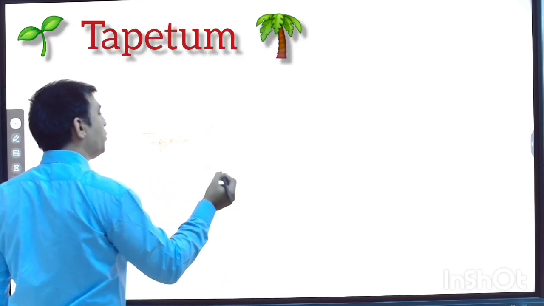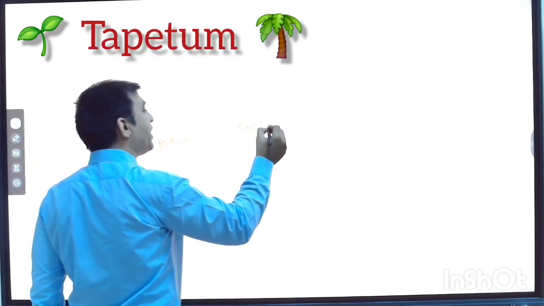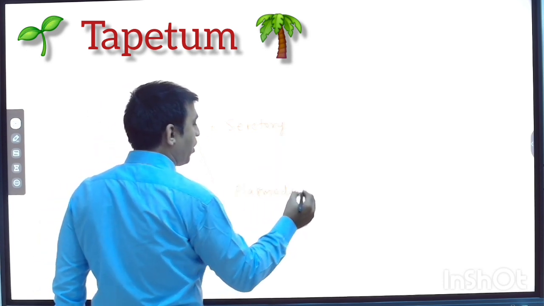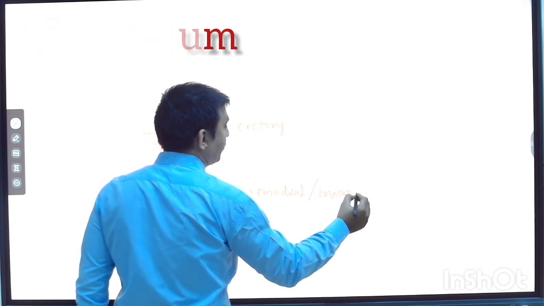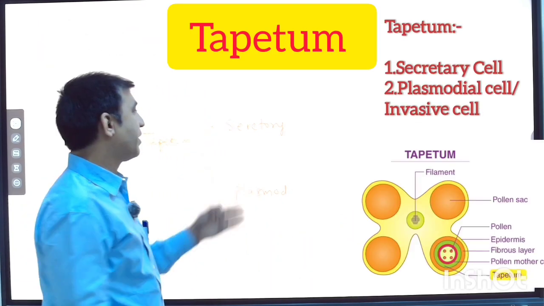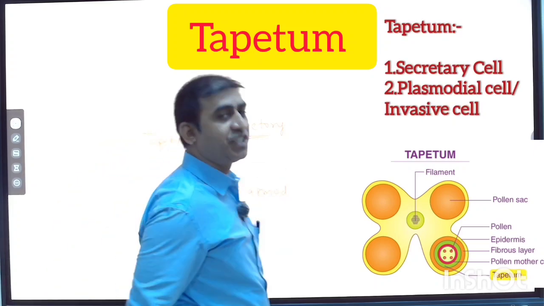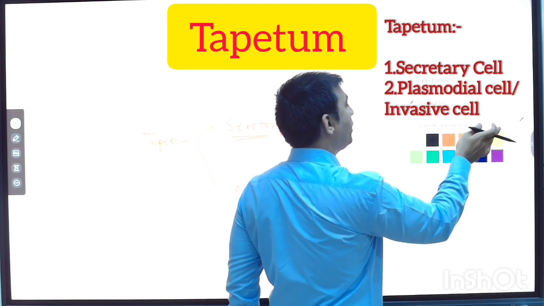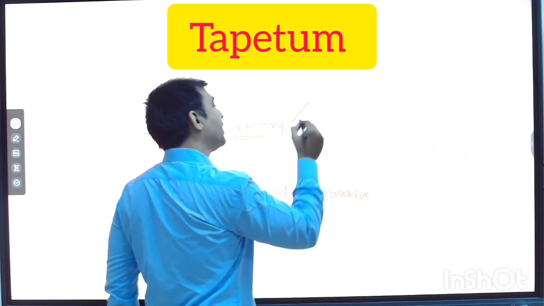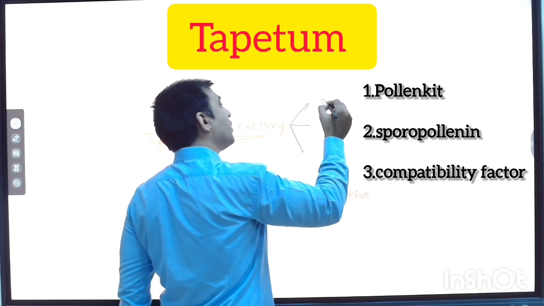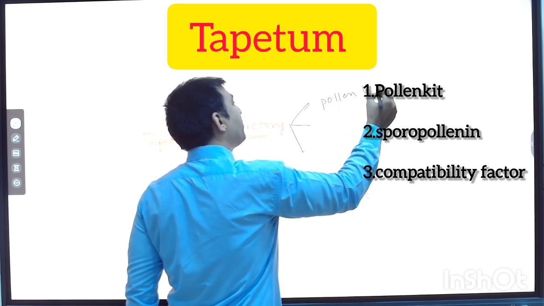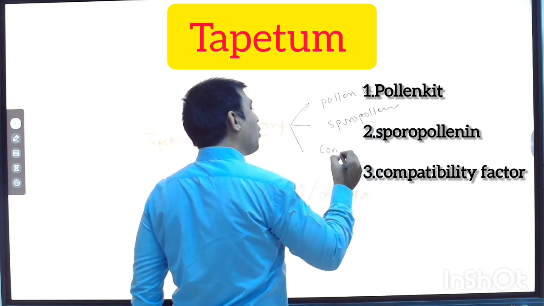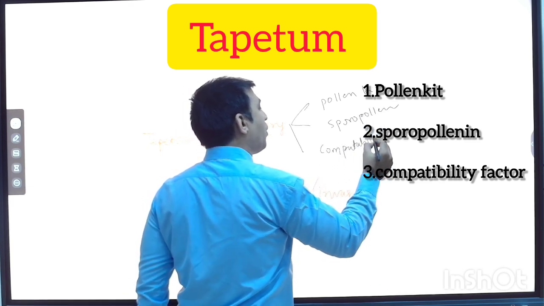In the tapetum, there are two kinds of cells. One is called the secretory cell, and another is the plasmodial or invasive cell. Secretory means, as the name suggests, it will produce a secretion. Which kind of secretion? A secretion which helps in pollen germination. It has pollen kit, then sporopollenin, and then compatibility factor.